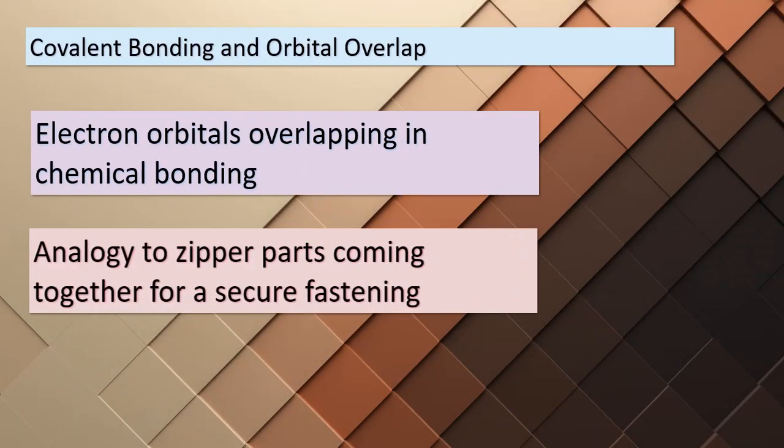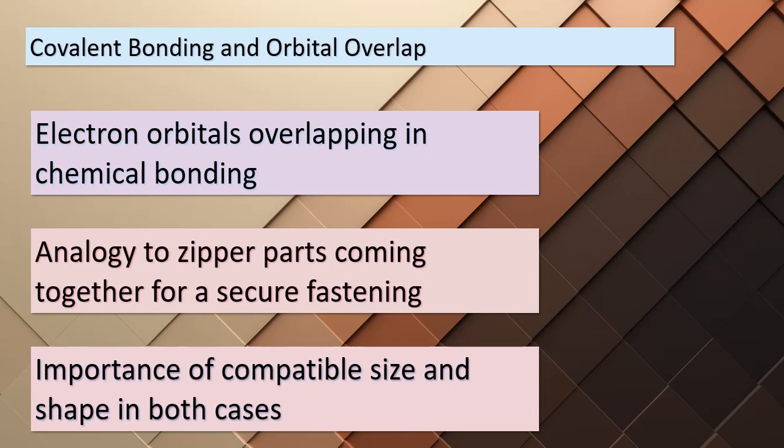Hello, dear students. Today, we're delving into the intriguing realm of covalent bonding and the fascinating concept of orbital overlap. Imagine electron orbitals as pieces of a puzzle that fit together to create a chemical bond, much like the two sides of a zipper that merge to form a secure fastening. Just as a zipper requires compatible size and shape of its components, so does the formation of a chemical bond. This compatibility ensures the stability of the bond. As we progress through this section, you'll gain a comprehensive understanding of how electron orbitals overlap and contribute to the formation of molecules. Let's continue our journey of discovery.